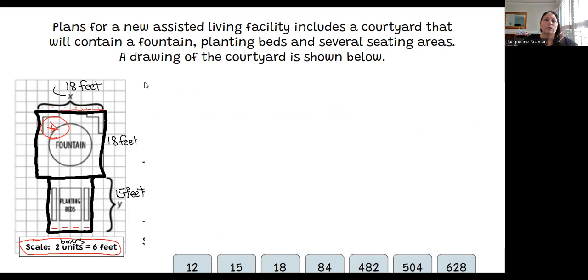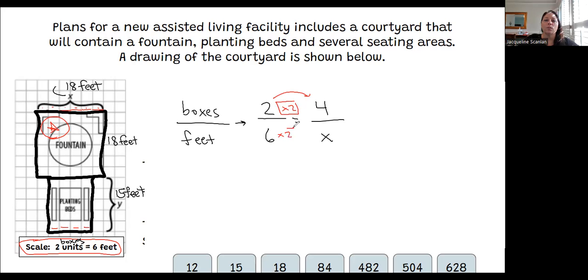Okay, I'm going to go ahead and create that fraction again that compares the boxes to the feet. All right, and remember in our scale, it tells us that 2 boxes equals 6 feet, and I just counted 4 boxes, and so I need to know how many feet that is. All right, so what I'm going to do here is I'm going to use the easier way, which is to get from 2 to 4, I times it by 2. Whatever I do to the top, I'm going to do to the bottom, and 6 times 2 is 12. That tells me that the width or the bottom section here is 12 feet wide.